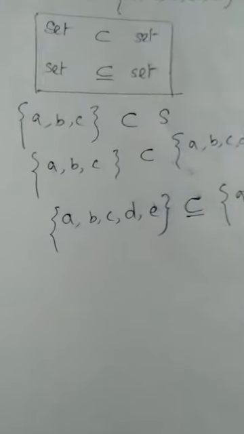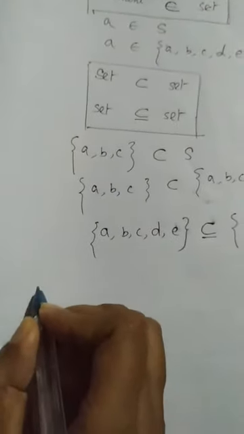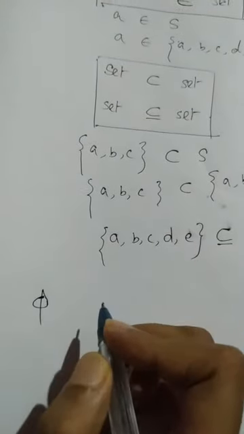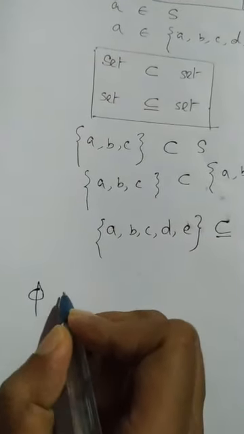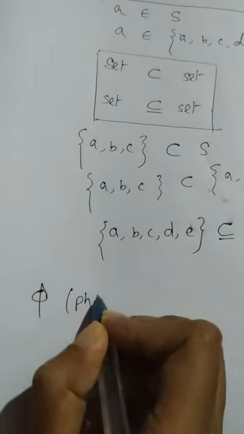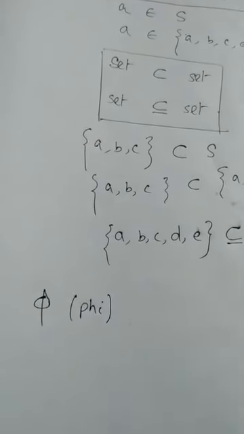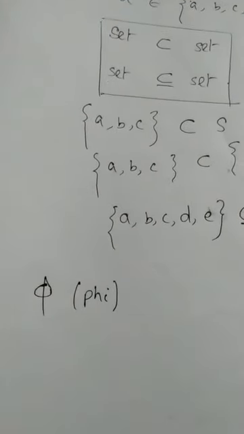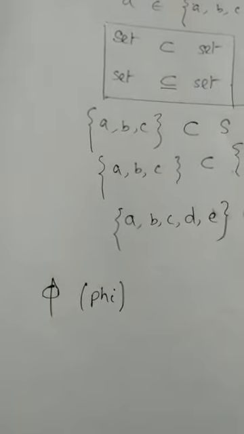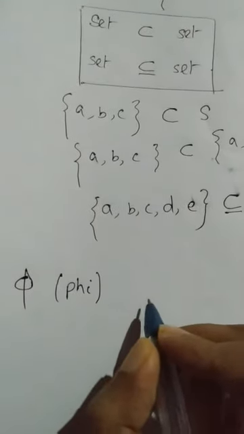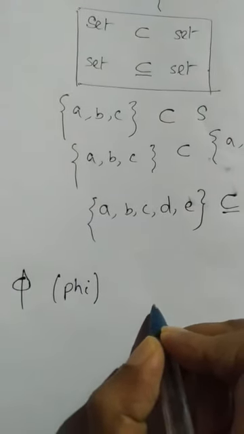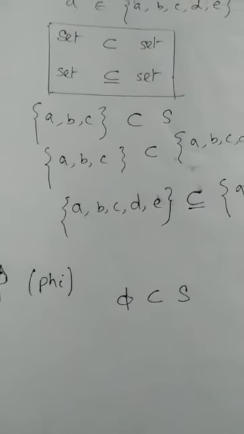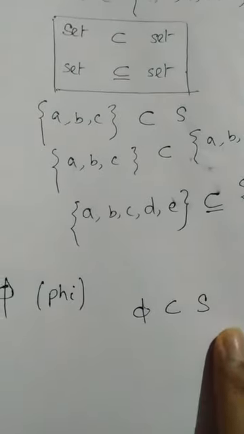Now another term used is phi. Phi is a null set. Its number of elements is 0. There is no element. And phi is the subset of every set. Phi is the subset of every set.